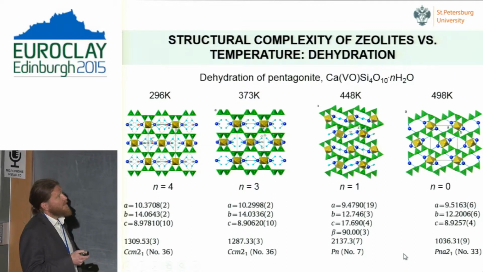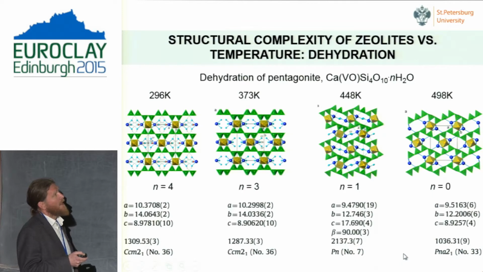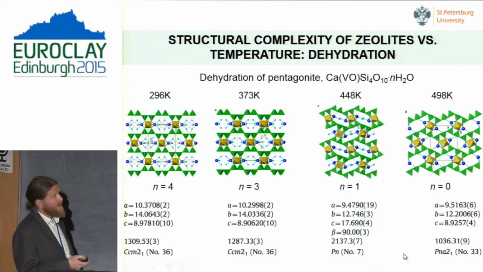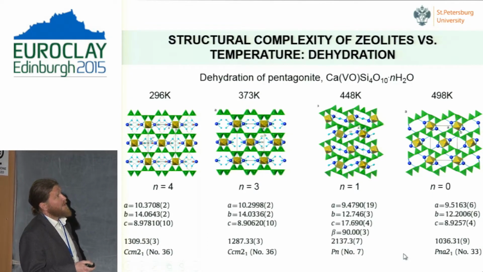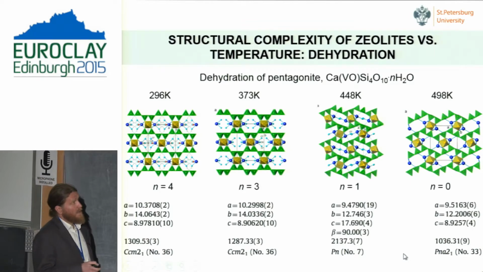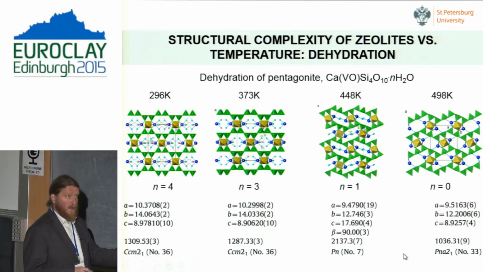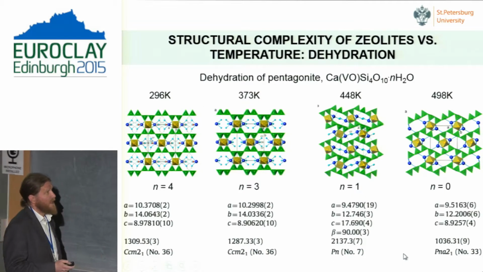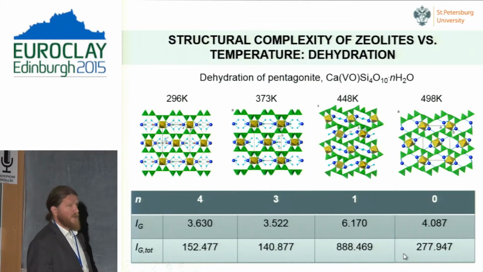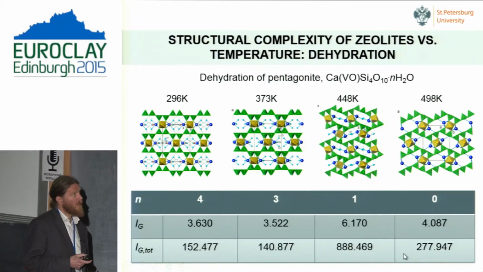And then at some temperature, the hydration state changes from 3 to 1, and you see that the framework somehow shrinks. So it changes its conformation state, and then complete dehydration occurs at about 470 K. These are unit cell parameters, and we can now apply these complexity parameters to see how the complexity of information behaves with temperature. So these are complexity parameters. You see that dehydration doesn't always result in a decrease of information, or decrease of complexity.